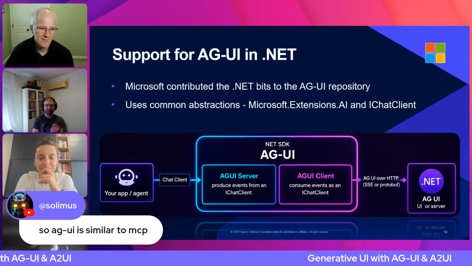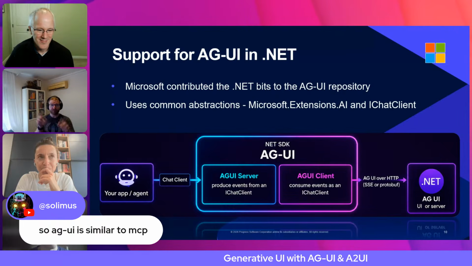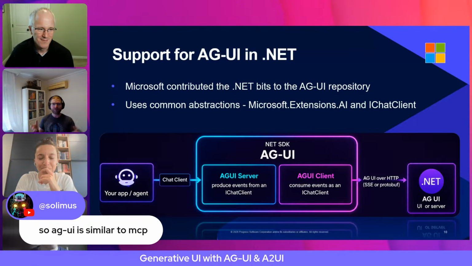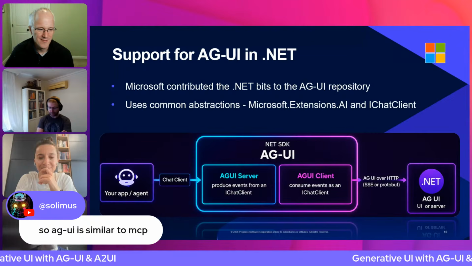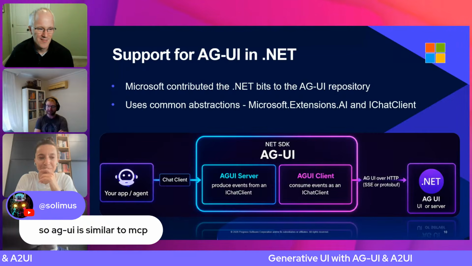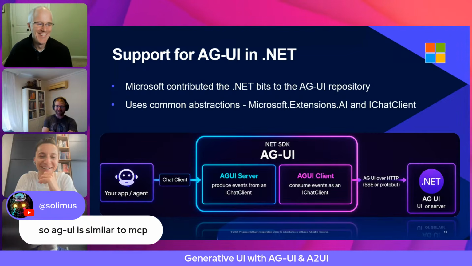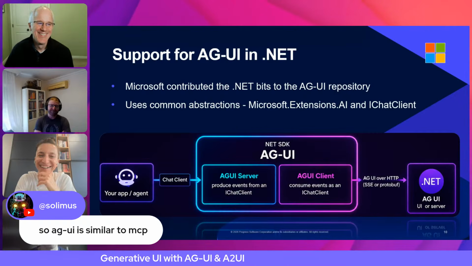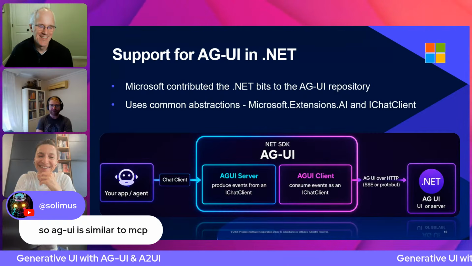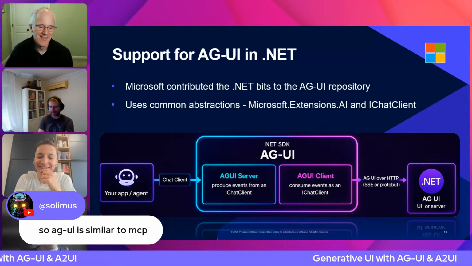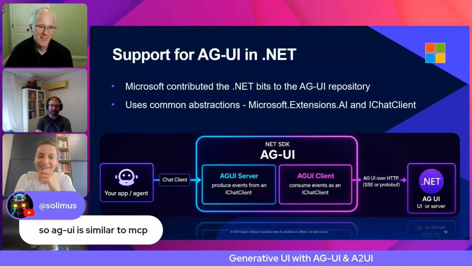A2A is for when you need to communicate between agents, when you have a system where you have multiple agents and they need to interact with each other. And A2UI, AGUI, even myself get it wrong sometimes. AGUI is about standardizing the interface with the user interface.